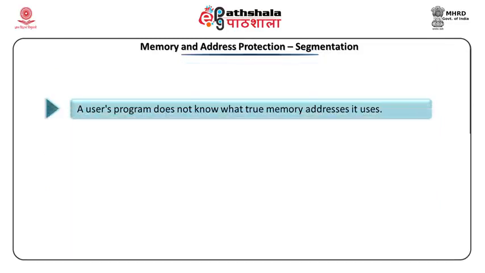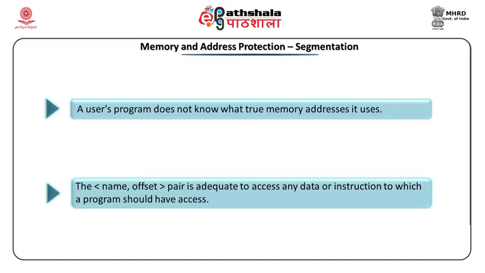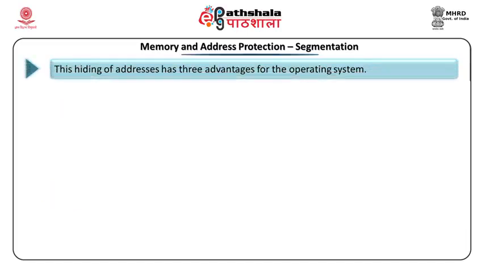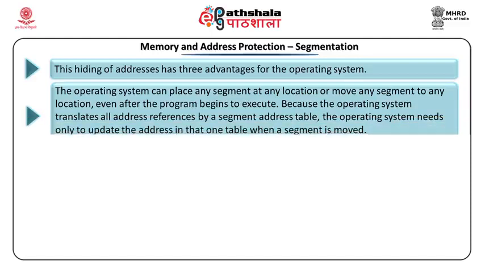The user's program does not know what true memory address it uses. A name and offset pair is usually what a program needs to have access. So, the program's actual address is hidden. That has additional advantages. The operating system can place any segment at any location or move a segment from one location to another, because it is the operating system's responsibility to translate all address references by a segment address table.